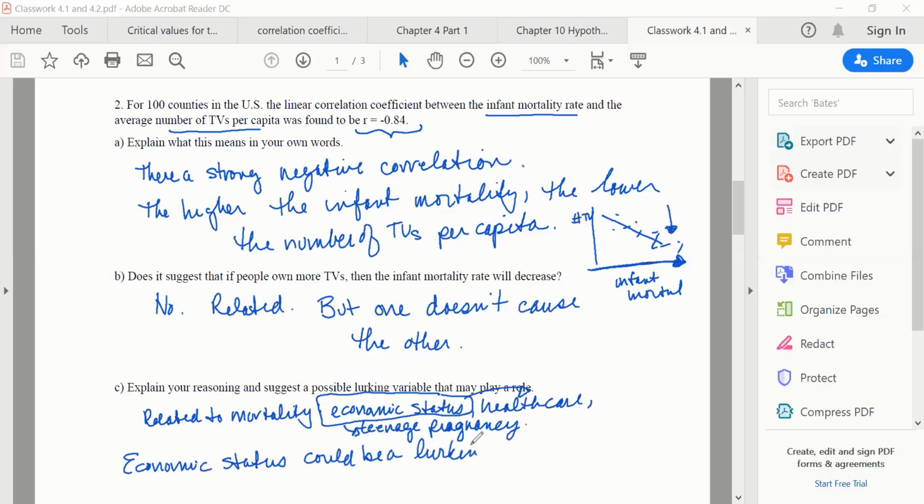And that's one of my favorite phrases in statistics, a lurking variable. It sounds evil. It sounds like it's hiding around the corner in a trench coat and a black hat. Very ominous. So the economic status could actually influence all these things: healthcare, teenage pregnancy, infant mortality, and the number of TVs per household.